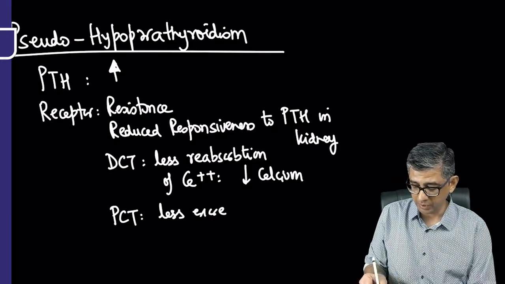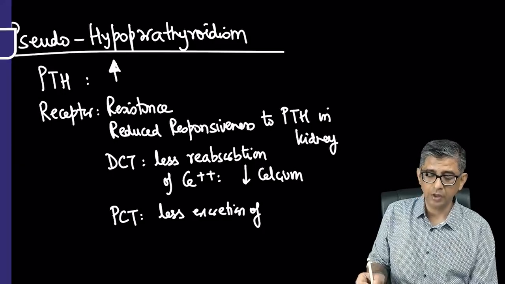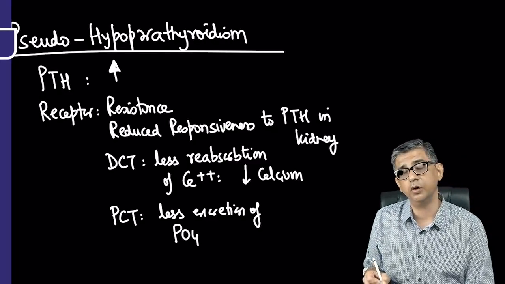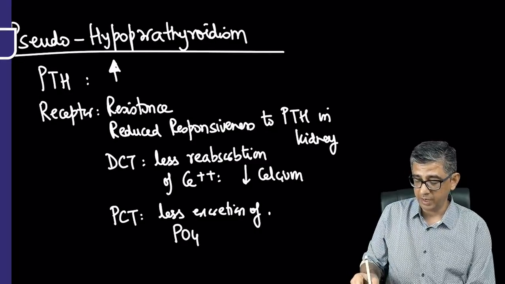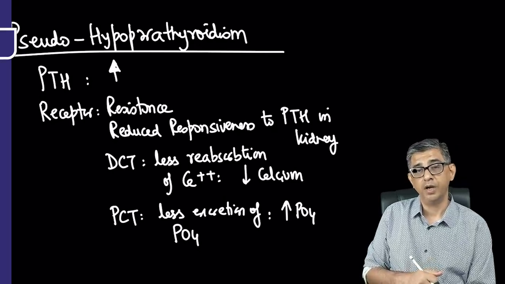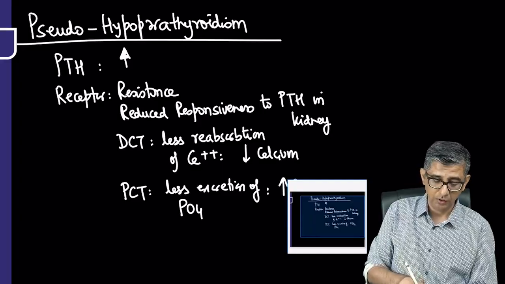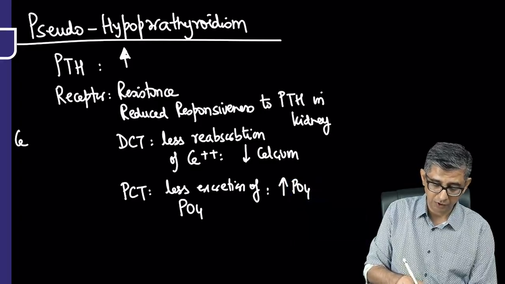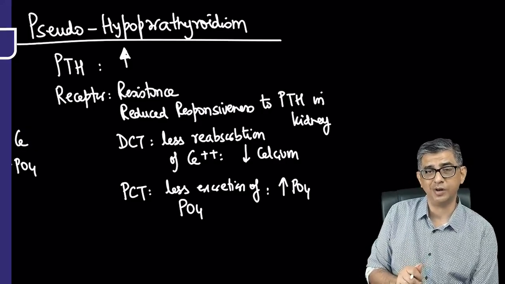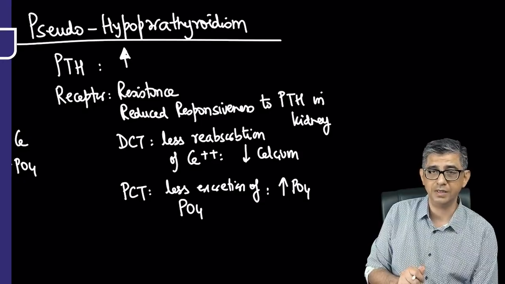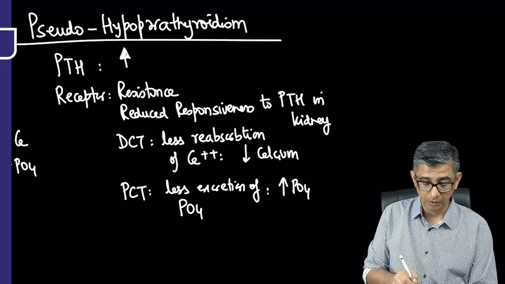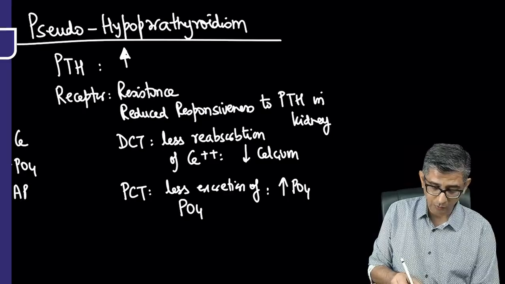I told you that normally the main function of PTH is that it causes loss of phosphate via the proximal tubule. Now there will be less excretion of phosphate, as a result of which the phosphate values in the blood would be elevated. If I'm going to do a workup of this patient, the calcium will be less and phosphate will be elevated. I'll repeat the reasons once again. Calcium is less because the reabsorption that is supposed to occur by the kidney is lesser, and phosphate that is supposed to be kicked out is not happening. The values of SAP in this patient will turn out to be normal.